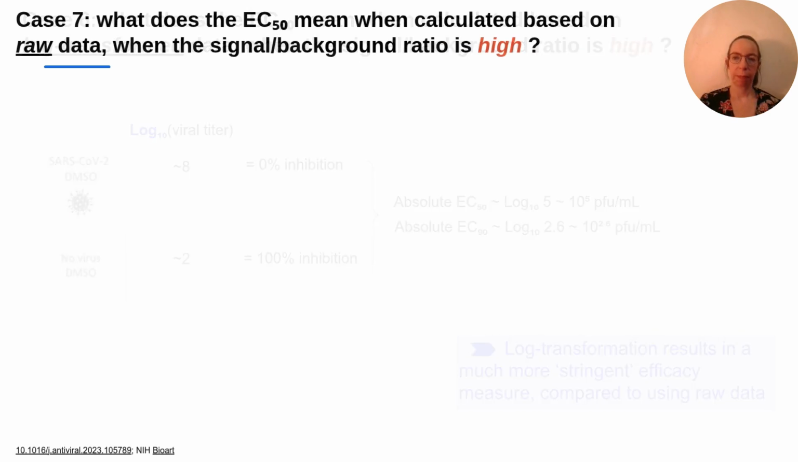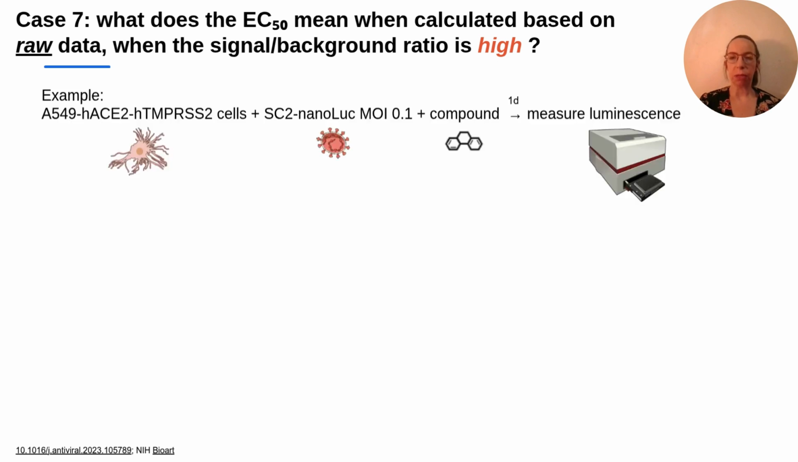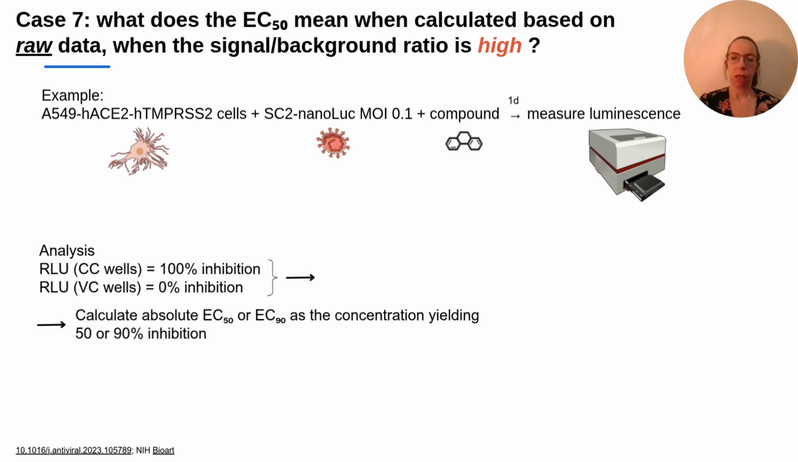Moving to the last two cases, so case 7 and 8, I would like to show you a reporter assay. So in case 7, we use the raw data for analysis. A typical example would be infecting A549 human ACE2 human TMPRSS2 cells with a SARS-CoV-2 virus harboring a reporter gene, so here a nanoluciferase, and 1 day later measuring luminescence. For analysis, the mean RLU of the CC wells will define the 100% inhibition level, while the mean RLU of the VC wells will correspond to 0% inhibition.